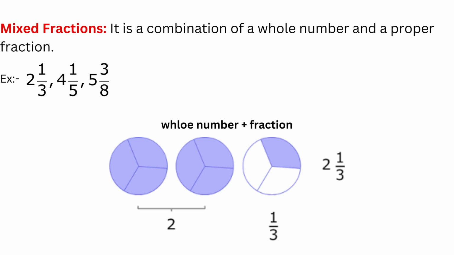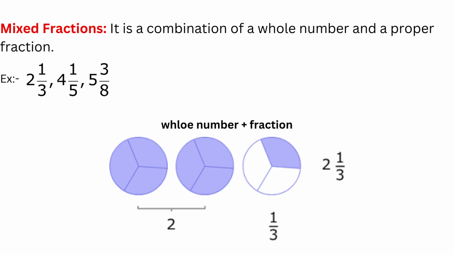Mixed fractions. It's a combination of a whole number and a proper fraction. So it's a mix of a whole number and a fraction. Example 2 1 by 3, 4 1 by 5, 5 3 by 8. Let's take 2 1 by 3. 2 is the whole number and 1 by 3 is the fraction. So it's a mix of a whole number and a fraction. So such type of fractions are called mixed fractions.